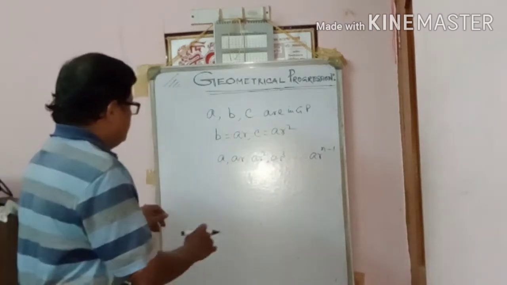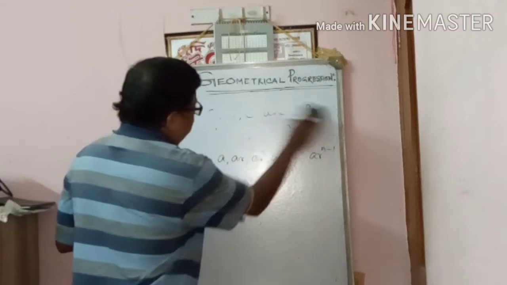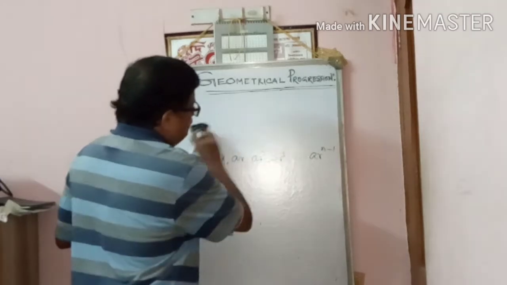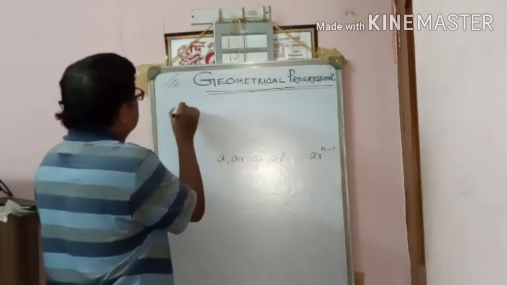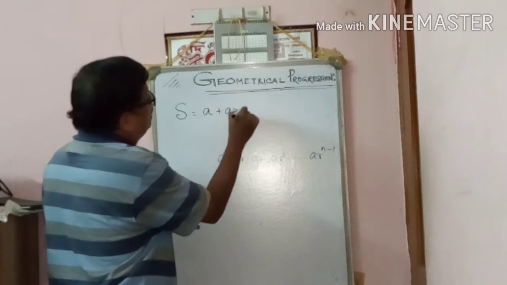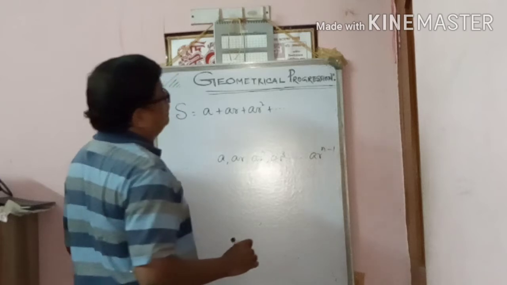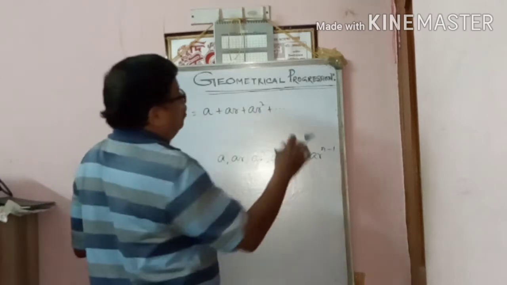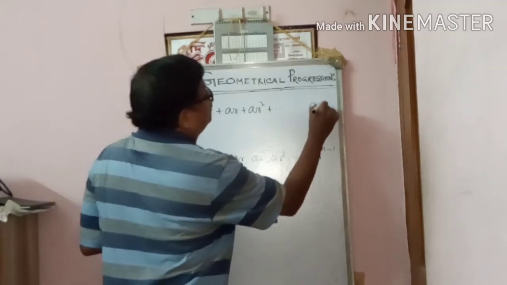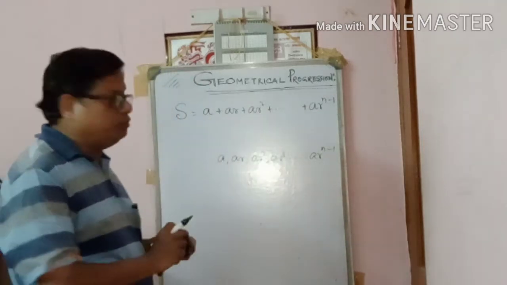So I am writing here, see, the sum. Suppose sum S equal to A plus AR plus AR square up to the last term, all of you know, suppose AR to the power n minus 1. Okay? Understood?